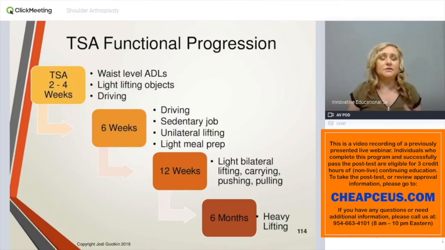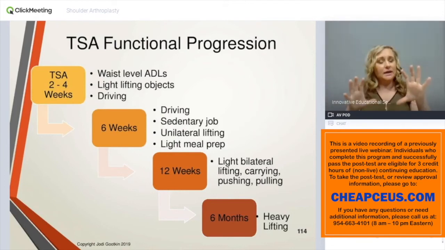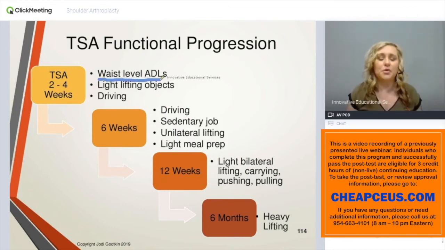In terms of functional progression for a patient who has a total shoulder arthroplasty, again, you'll see variations, but generally speaking, what we see in that first month, they're able to perform waist level ADLs. So those are things like reaching just in front of them here. Maybe they can start to wash their hands, or gentle lifting and moving of different objects.